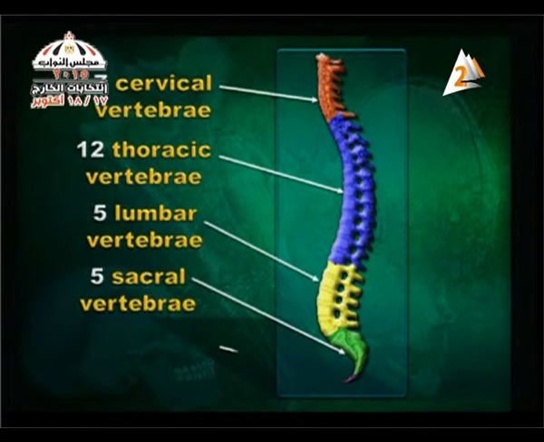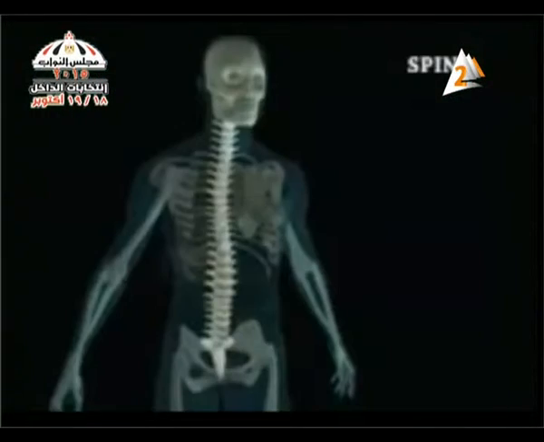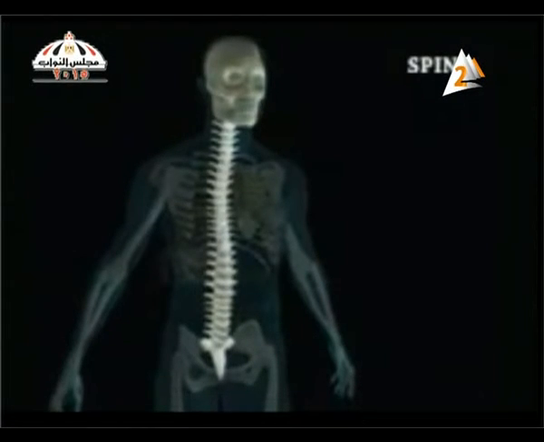And also we have 4 coccygeal vertebrae, which are small and fused. They are the last vertebrae. Once again, we are going to talk about the structure of the vertebral column.